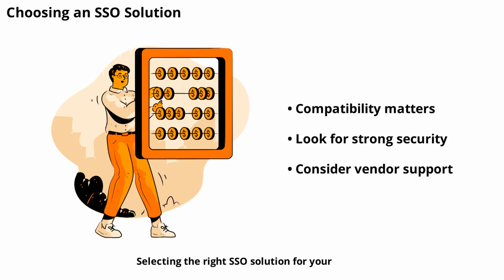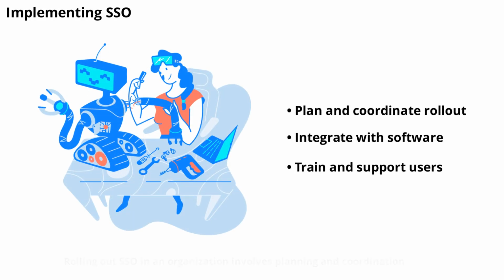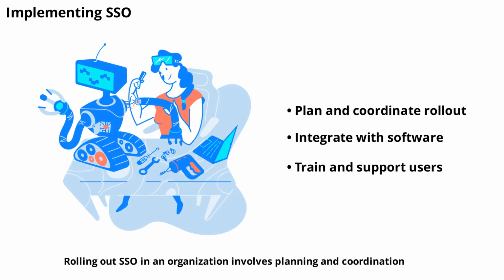Selecting the right SSO solution for your accounting software depends on your organization's needs. Consider factors like compatibility with existing systems, security features, ease of integration, and vendor support. A well-chosen SSO solution can make a significant difference in both security and user experience. Rolling out SSO in an organization involves planning and coordination. IT teams need to configure the authentication system, integrate it with accounting software, and train users on the new login process. Clear communication and support are key to a smooth transition.